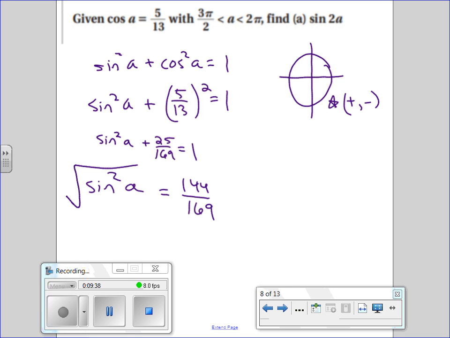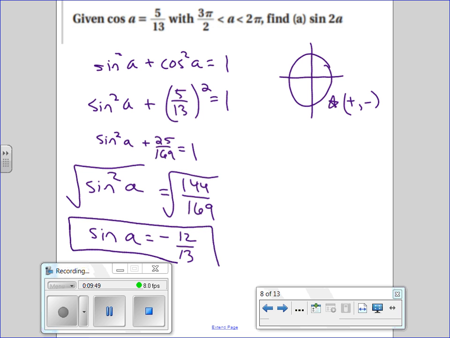So, square root both sides. And we did establish that angle A was in quadrant 4, so my answer is negative 12 over 13. The square root of 144 is 12. The square root of 169 is 13. So that information, along with this given information, is enough to help me do what I need to do.